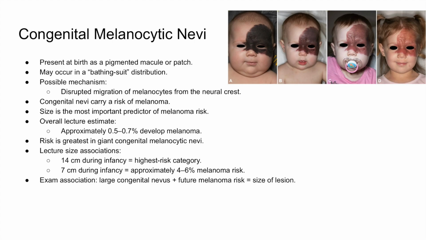Melanoma risk is primarily related to projected adult size, so small and medium nevi carry a risk well below 1%, while large and giant nevi carry a higher risk. Additional concerns include numerous satellite nevi and neurocutaneous melanosis. So this lecture's infant measurements are essentially proxies for predicted adult size. So the high yield association is simple here: the larger the congenital nevus, the greater the melanoma risk.